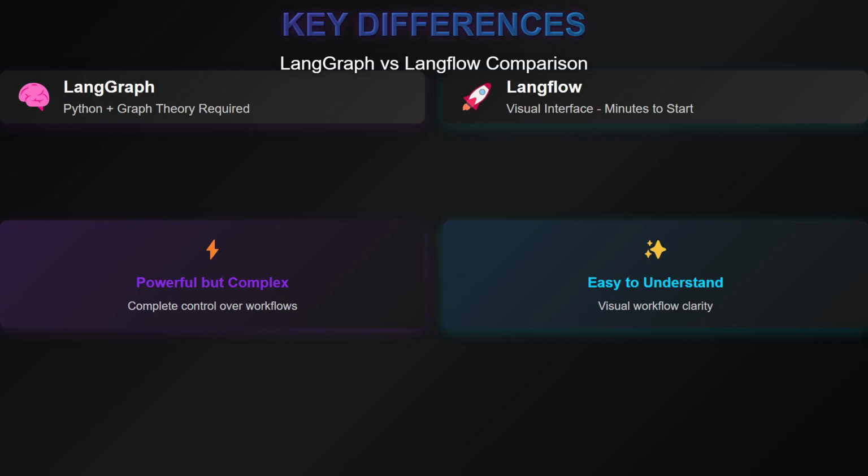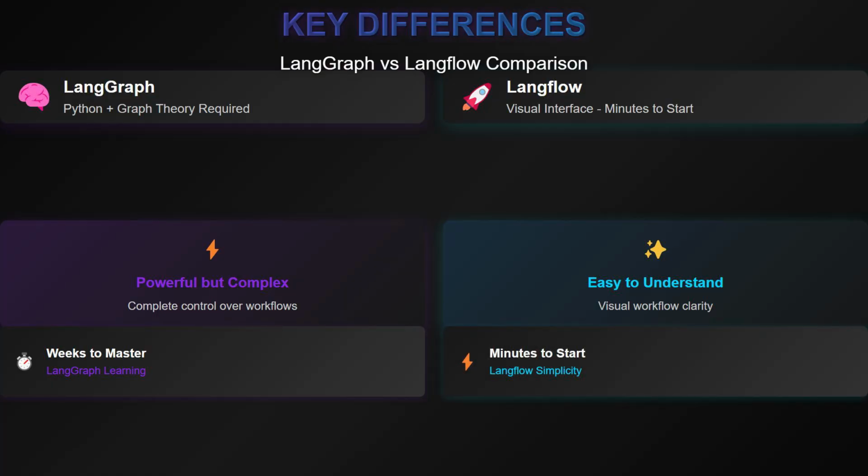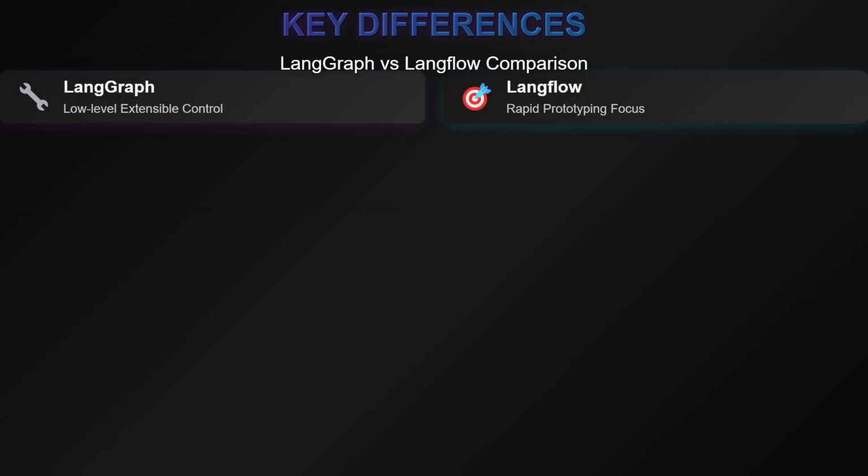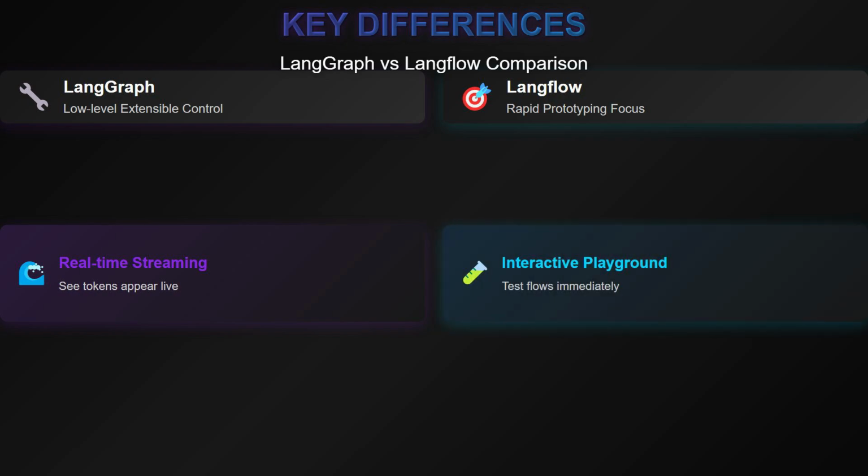Second, let's talk about control and customization. LangGraph gives you what they call low-level and extensible control. You can build custom agents with complete freedom, and it has first-class streaming support where you can see tokens appearing in real time. This is perfect for complex applications where you need everything to work exactly how you want it. LangFlow focuses more on rapid prototyping and ease of use. It has an interactive playground where you can test your flows immediately, and it automatically turns your workflows into API endpoints. Less granular control, but way faster to get something working.